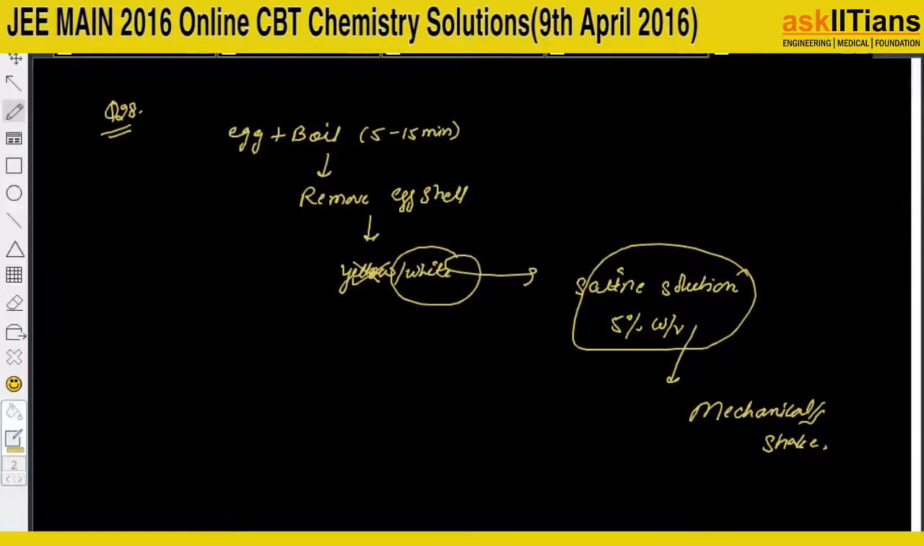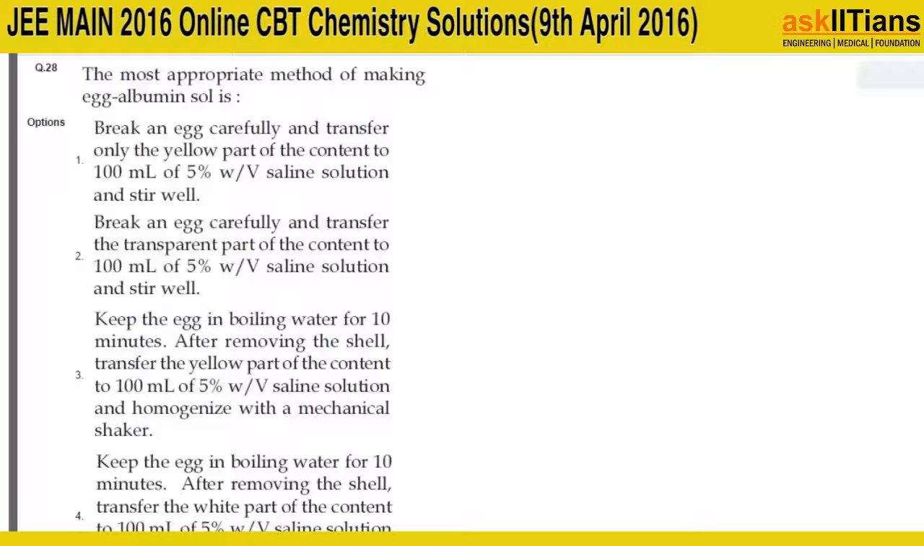Let us look into the options. The first is: break an egg carefully and transfer only the yellow part of the content to 100 ml of 5% weight by volume solution and stir well. Rather, what I asked you is to first boil it, so this is not the correct option. Second states: break an egg carefully and transfer the transparent part of the content. It's a wrong option because you do not have to transfer any transparent part.